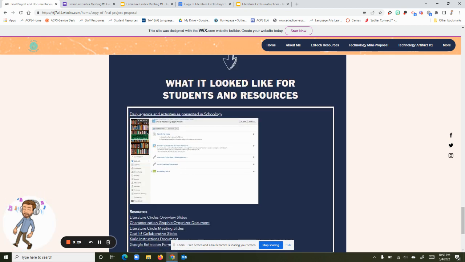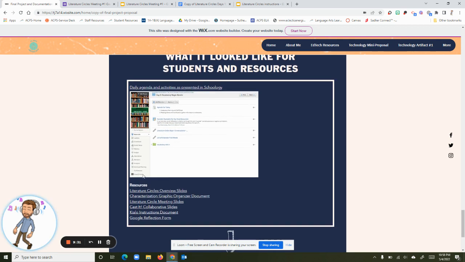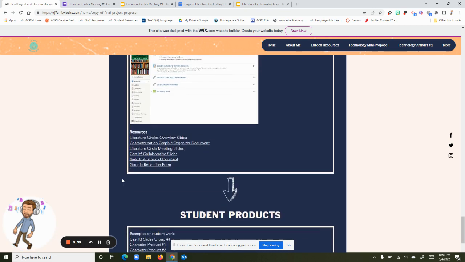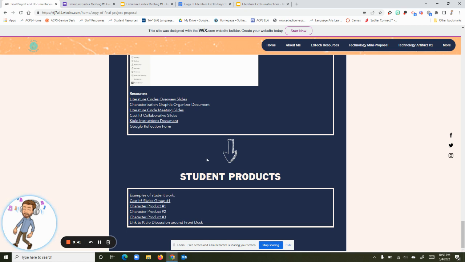Here I've got some examples of what it looked like for students and the resources. I've shown you a few of these now, but this shows you all the different handouts and slides and presentations and tutorials that I put together for this lesson. And then lastly, here are some student products. Very cool stuff that they were able to come up with. This was made with Canva.